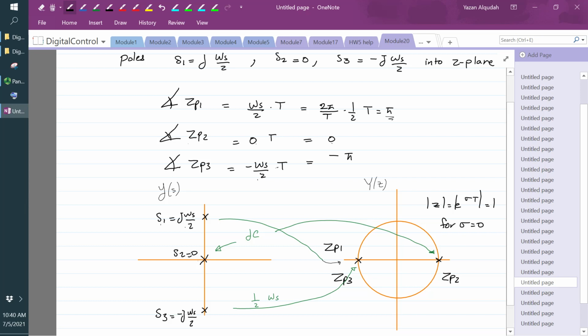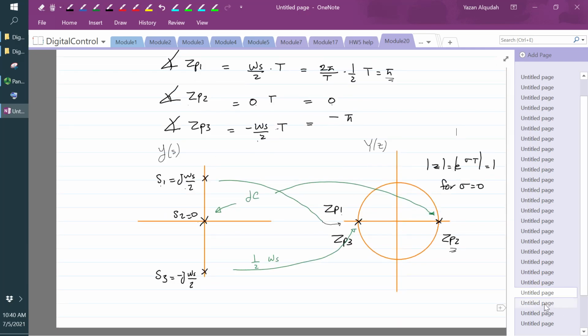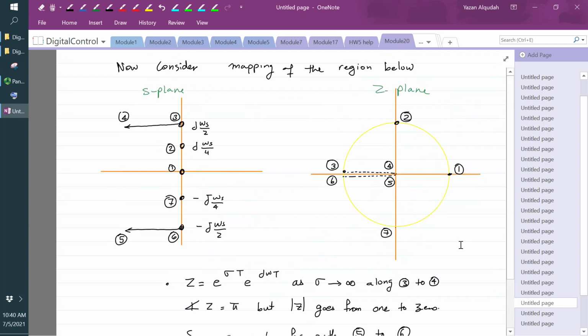So 0 is going to map to z equal to 1, and the points p1 and p3 are going to map to pi and negative pi. Okay. Now what happens if I map the region below?